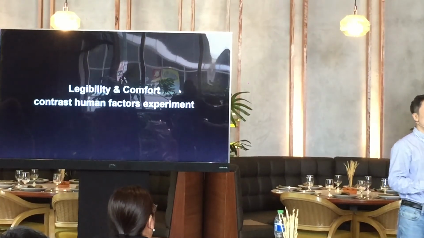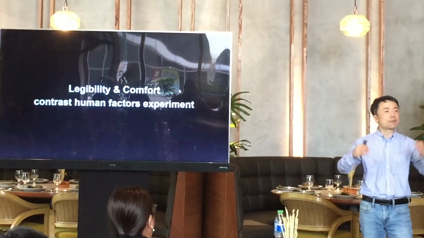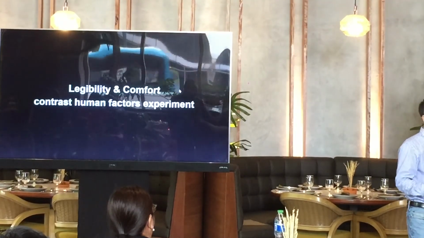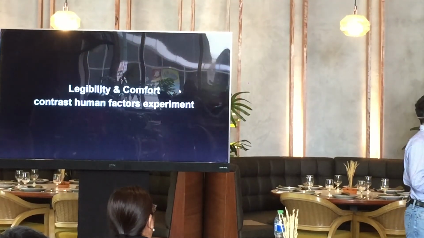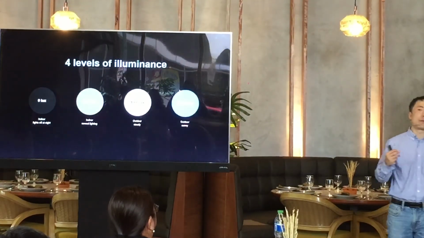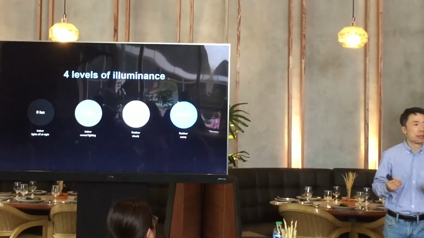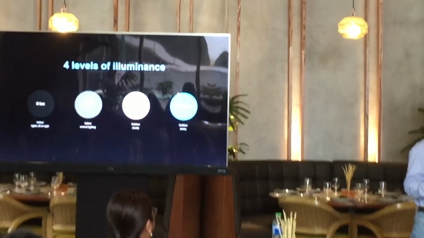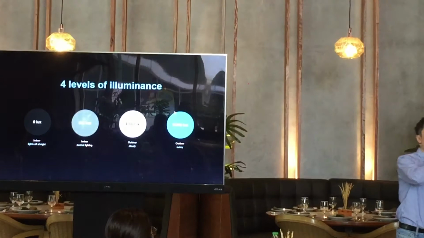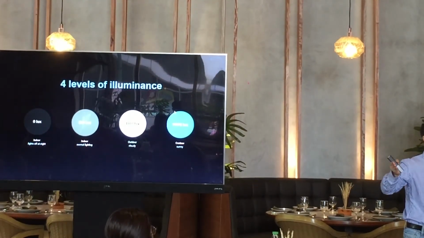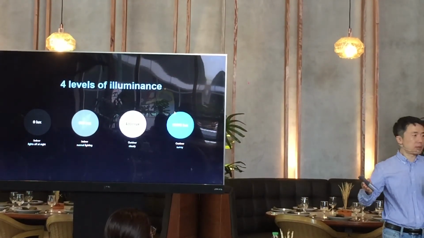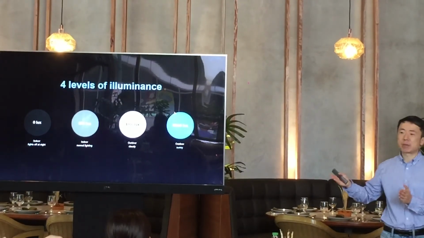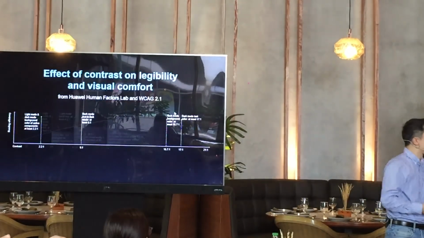So what we did is we invited a lot of users, actual users, to our lab to do the testing, and we created 4 different kinds of lighting conditions. There are 2 indoor lighting conditions and 2 outdoor lighting conditions, and we changed the contrast ratio to different values to see how users react to different contrast ratios in different lighting conditions.